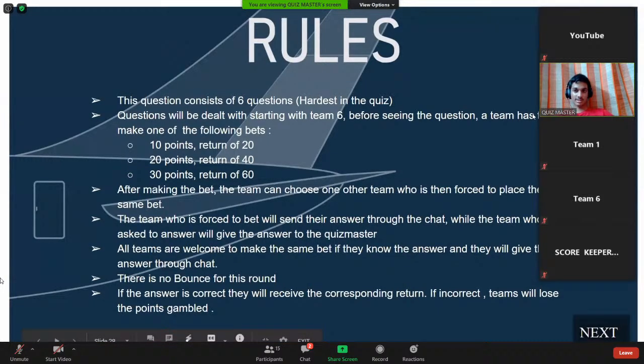Participants, are the rules clear? Can you explain again how the pounce part works on this? Okay, so say team 1 has a direct, and they bet 20 points.